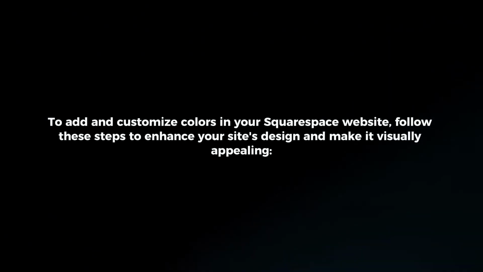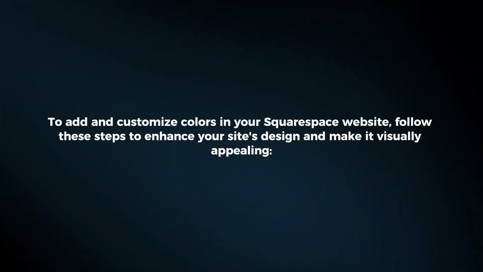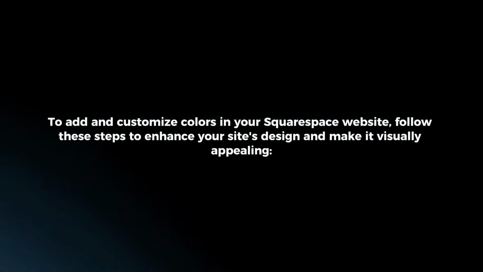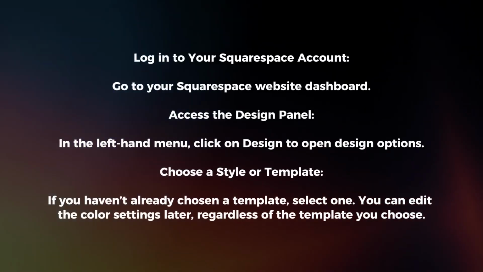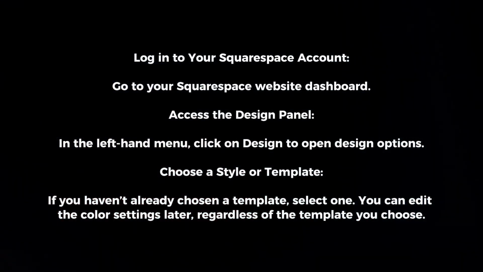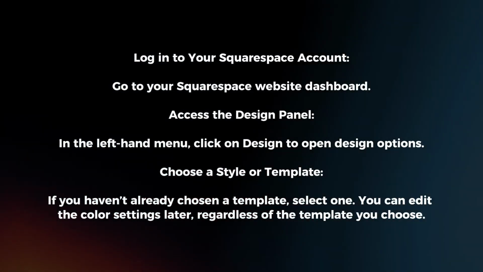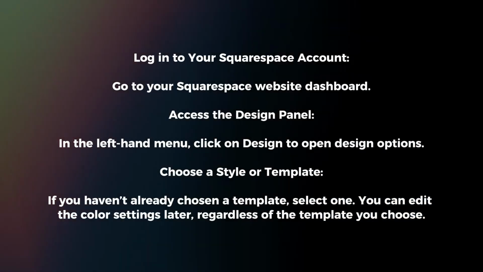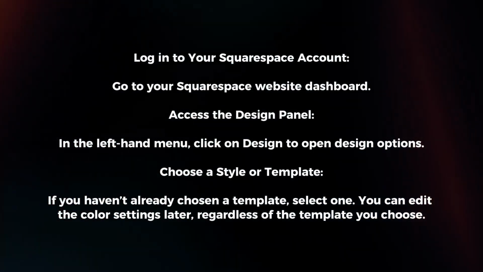To add and customize colors in your Squarespace website, follow these steps to enhance your site's design and make it visually appealing. Log into your Squarespace account. Go to your Squarespace website dashboard. Access the design panel. In the left-hand menu, click on Design to open design options.